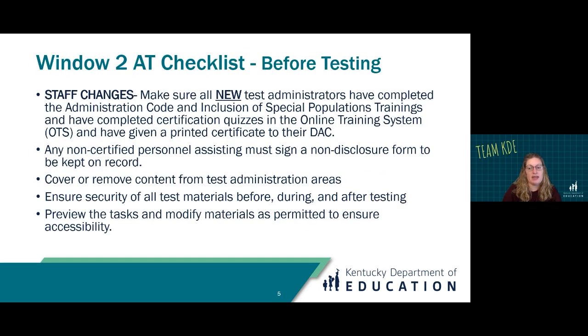If you have experienced staffing changes from earlier this year, make sure your new test administrators have completed the certification quizzes for the AT overview and TAR, CWEC, and SR as necessary. These can be opened by contacting Daryl Mattingly at UK using the contact information found in the OTS. They will also need to complete the administration code and inclusion of special populations trainings. Staff who previously completed these trainings in the fall do not have to redo them for Window 2.